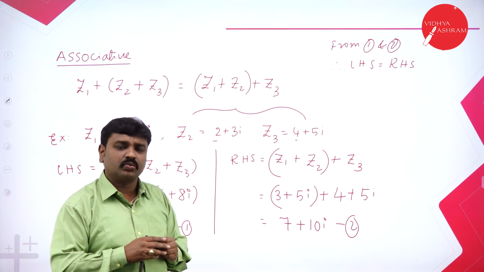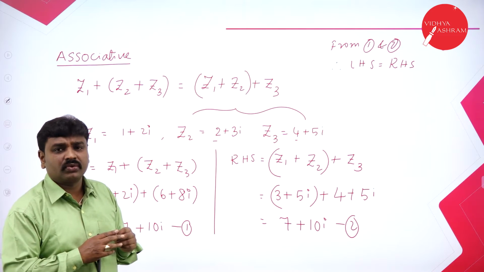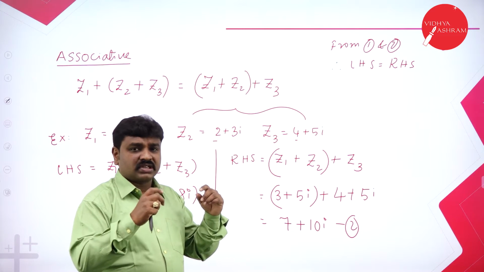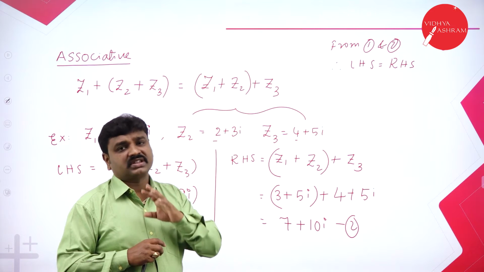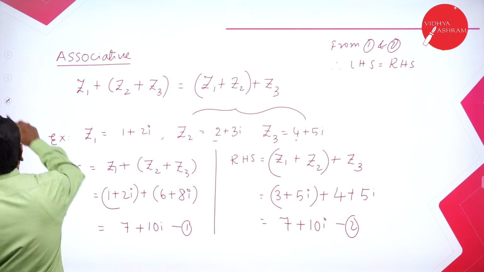z1 plus z2 equal to z2 plus z1. Associative. What is associative? z1 plus z2 plus z3 is same as z1 plus z2 plus z3 grouped differently. Now we'll see the other property.